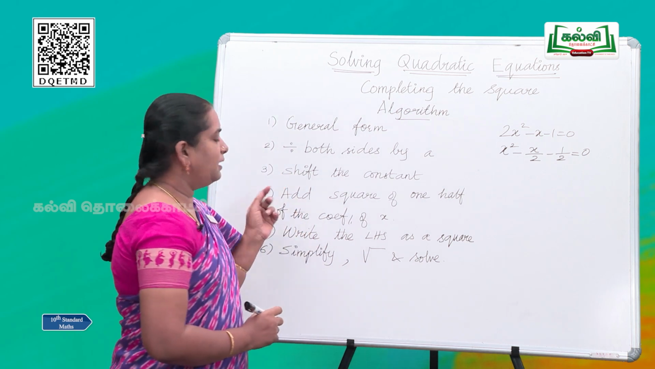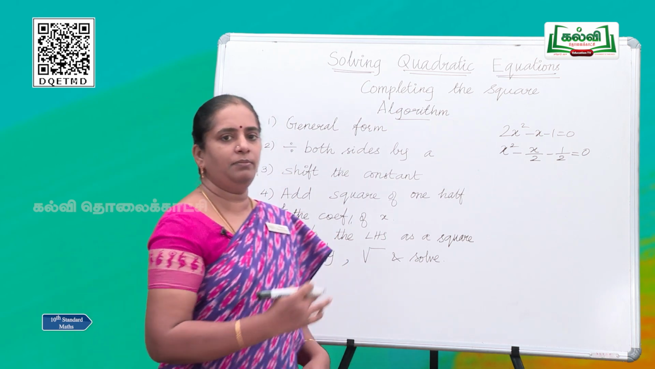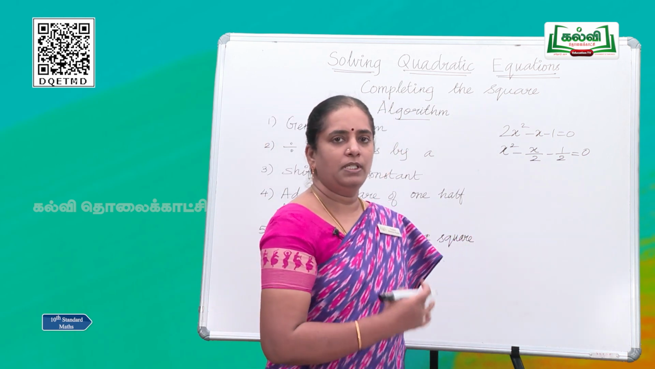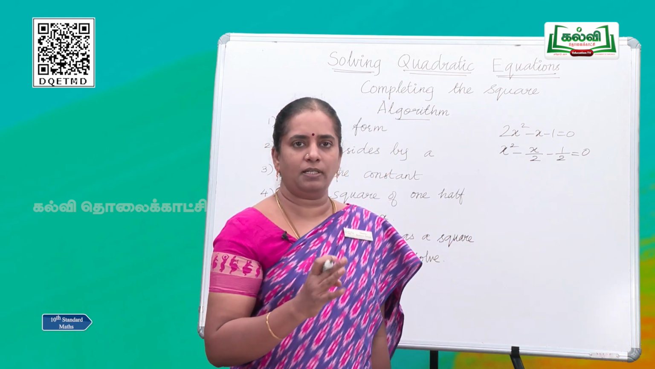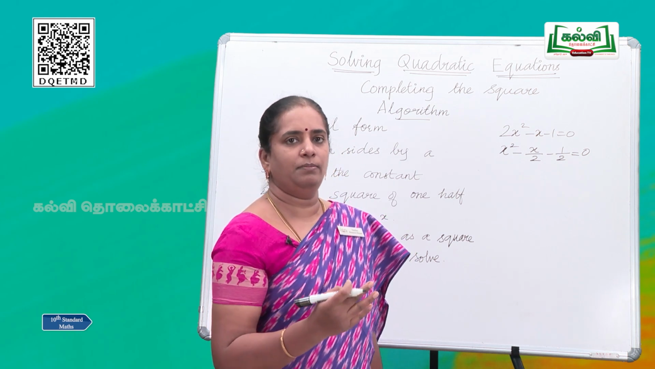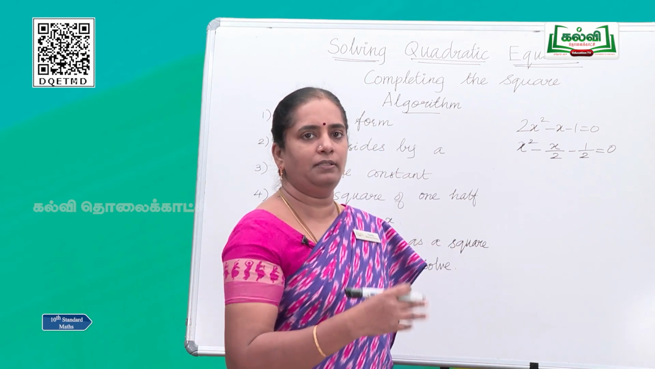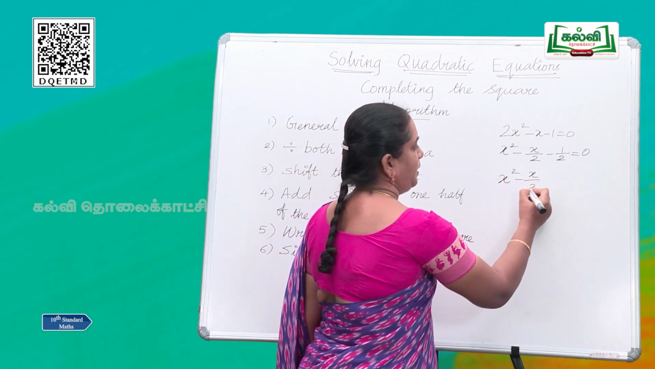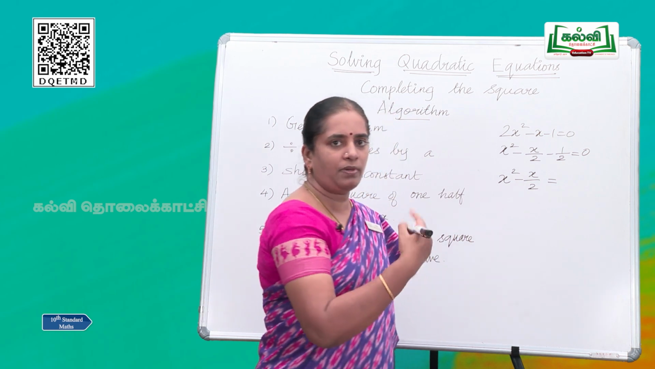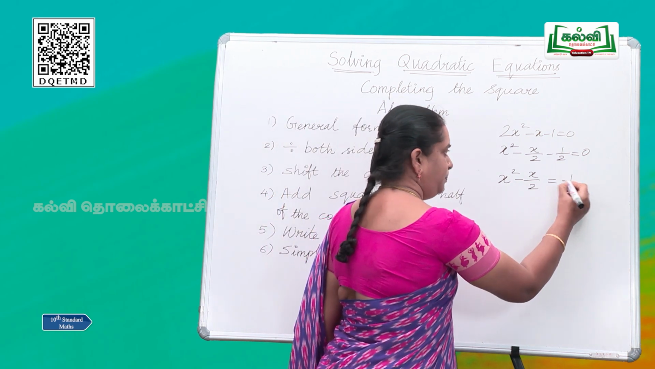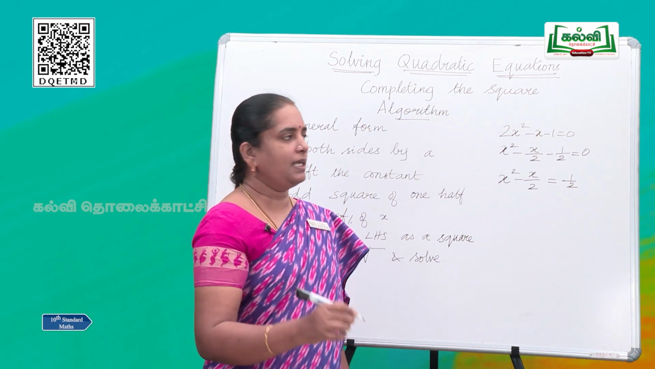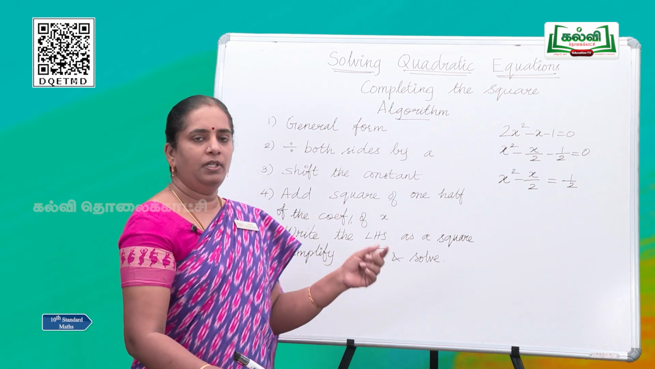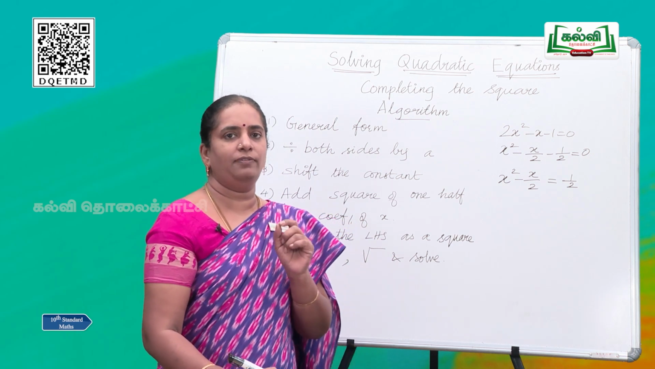Okay. In the third step, shift the constant term to the right side. So, what is the constant term here? Minus 1 by 2. So, we are going to shift that term. The constant term is otherwise called the independent term. So, that independent term should be taken to the right side. So, x square minus x by 2 is equal to minus 1 by 2, which will go as plus 1 by 2. In the next step of the algorithm, look at this: add the square of 1/2 of the coefficient of x.